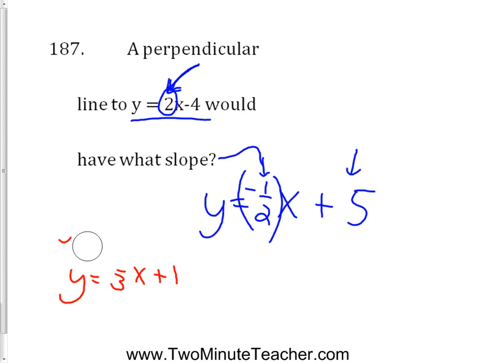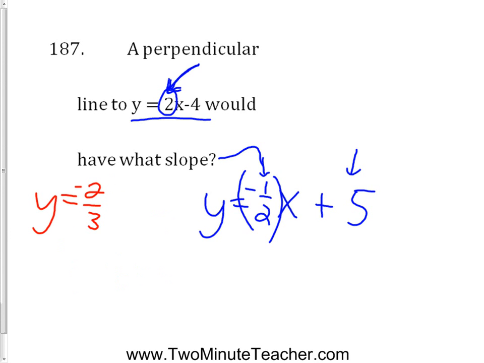What if the slope problem starts with a fraction? Let's say that the original one they give you is negative 2/3 x plus 9, and they want something perpendicular to that. You do the opposite reciprocal. What's the opposite of negative 2/3? Positive. And reciprocal, 3/2.